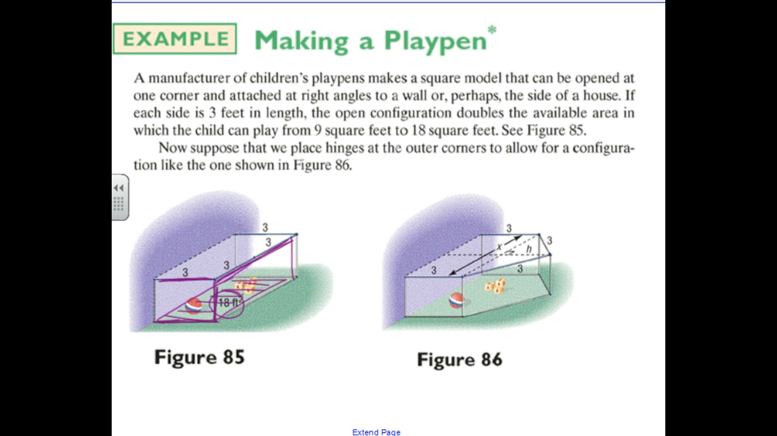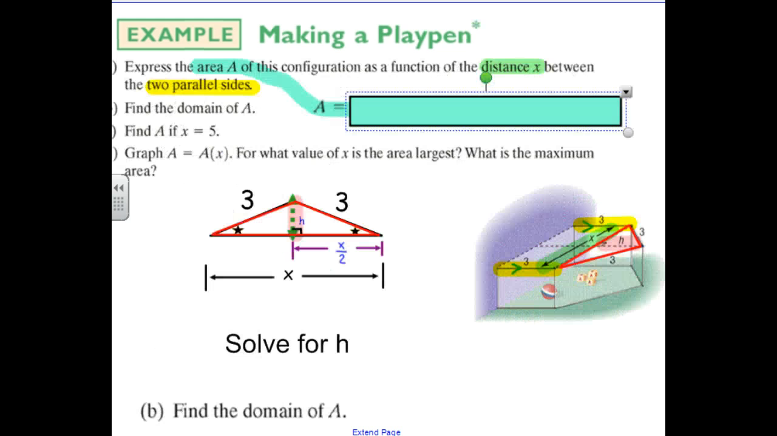The neat thing about this playpen is it's got a hinge right here, and if I pull that hinge out, I'll get a new playpen with even more area than the original playpen. So the question is, what's the maximum area should I pull that out to give me more space for the child to run around with?